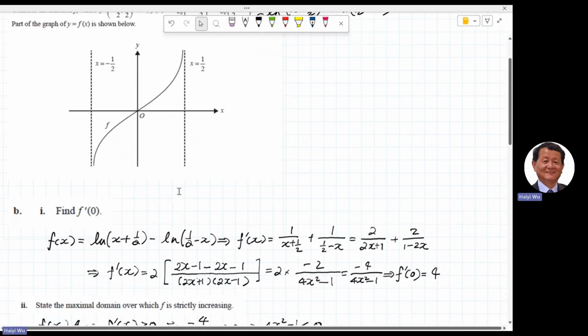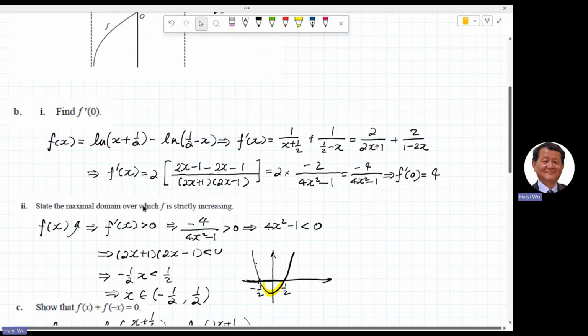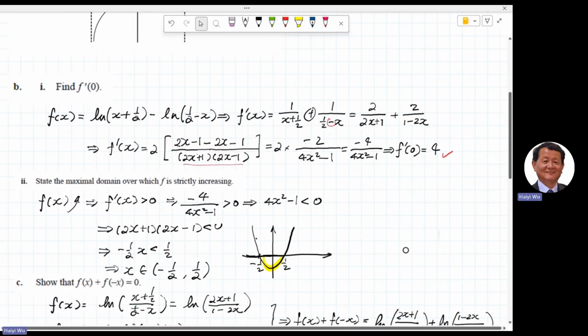Okay, let's do the differentiation. Pretty simple. f'(x) is 1 over the x plus half, and the same as the other one. But when you differentiate the second one, the negative becomes positive because there is a negative. So you've got a composite differentiation, so the answer will be multiplied by 2, so we can find a common denominator. So the answer will be -2, -4. When we plug 0 in, the answer should be +4. So question 1B1 is pretty simple.